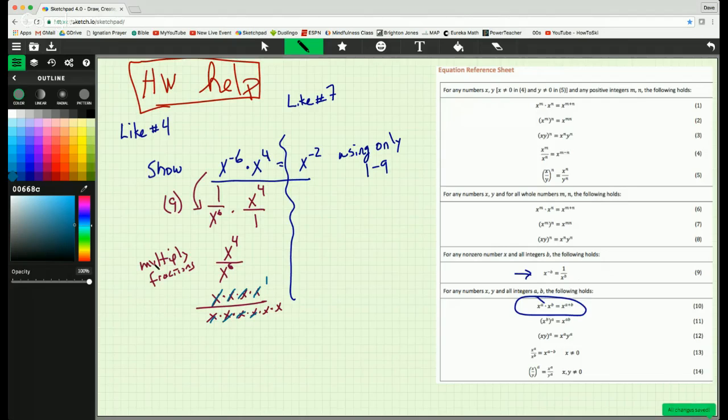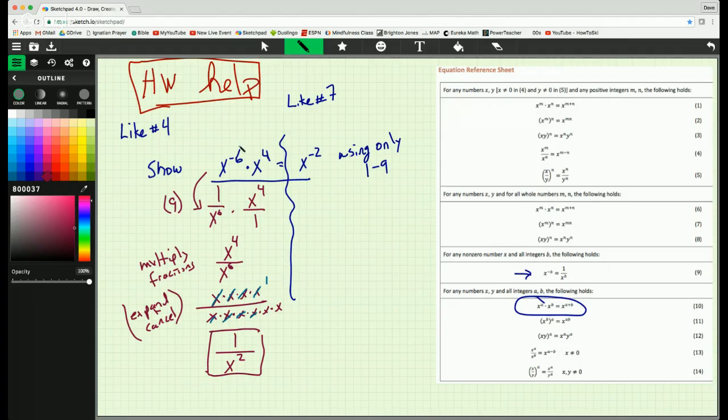So this next step was called expand plus cancel, or divide. And now that's equal to 1 over x squared. So we'll stop there.